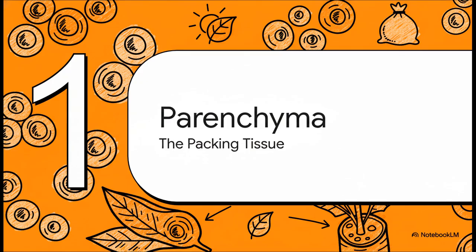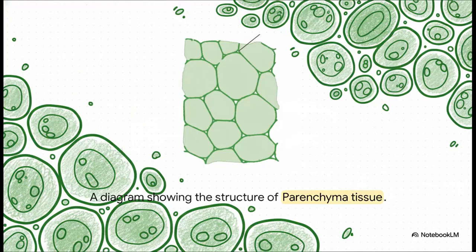This is the most common simple permanent tissue, and it is called parenchyma. Now, take a close look at this diagram. Look at how the parenchyma cells are arranged. Do you notice that they are not packed very tightly? You can see some gaps or spaces between them. Let's find out why that is so important.